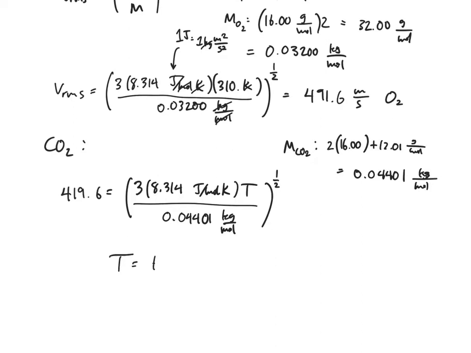and then just plug and chug the algebra. And the temperature that we get is 426.4 Kelvin. So this means that we would have to get CO2 this hot in order for it to have the same root mean squared velocity as O2 did. And that's our final answer.